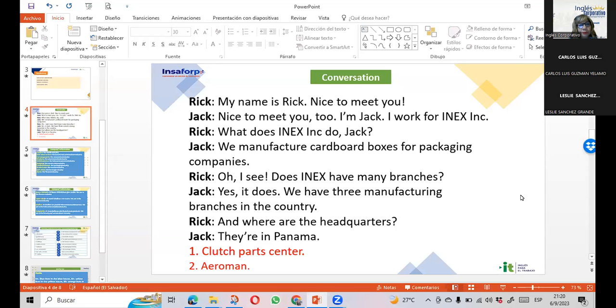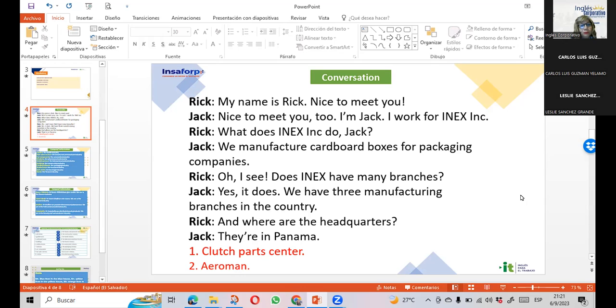Where is the headquarter? There, in San Salvador. Okay, ahora tú. My name is Leslie. Nice to meet you. Nice to meet you too. I am Carlos. I work for Iron Man. What does Iron Man do, Carlos? We perform aircraft maintenance for aviation industry. Oh, I see. Does Iron Man have many branches? No.